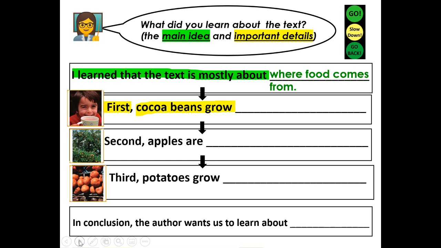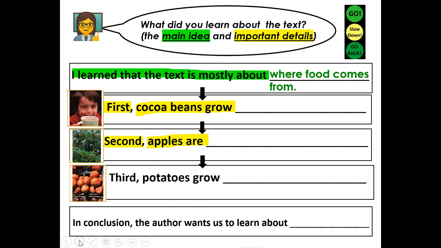Okay, now we're going to move on to the second sentence. If you've written your first sentence, come along with me. If you haven't, push pause and finish your first detailed sentence answering the question, where do cocoa beans grow?